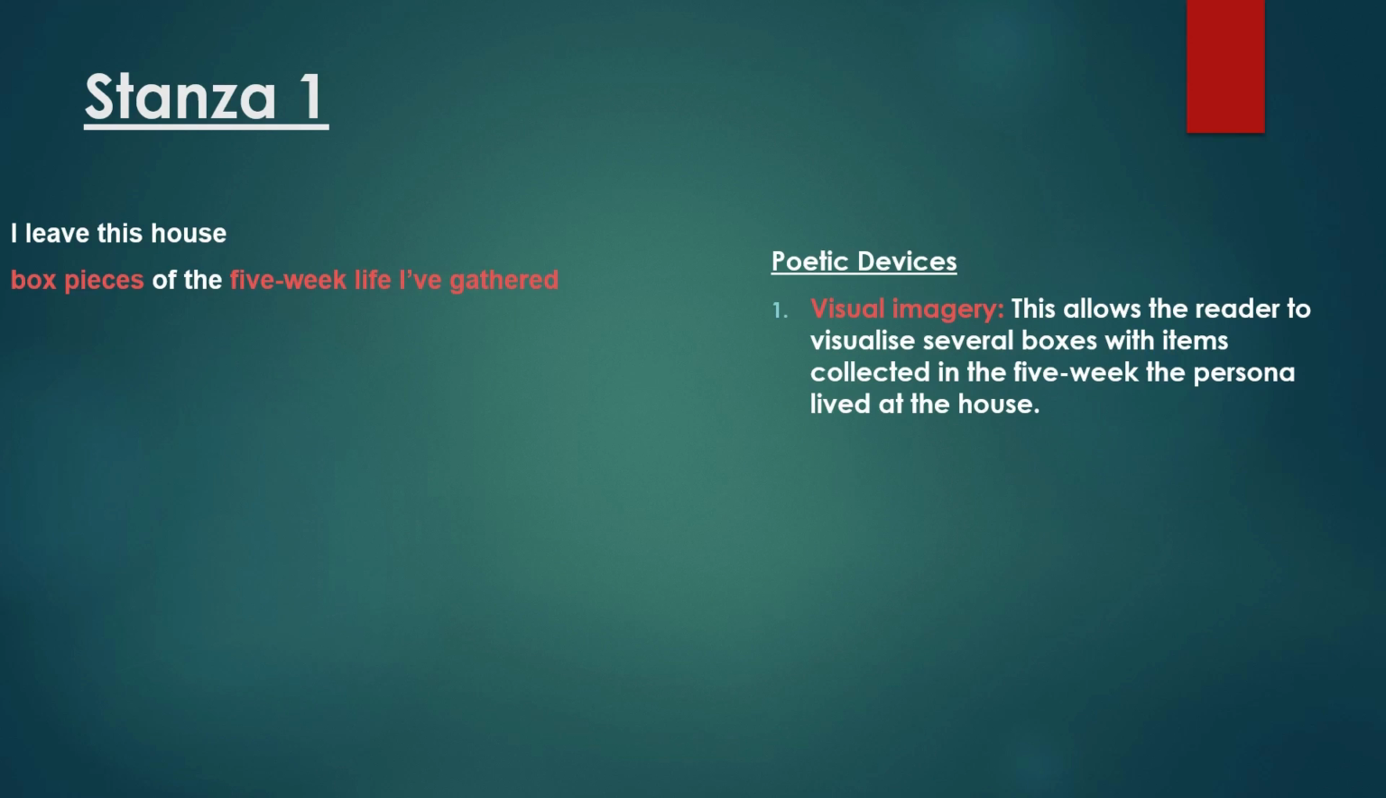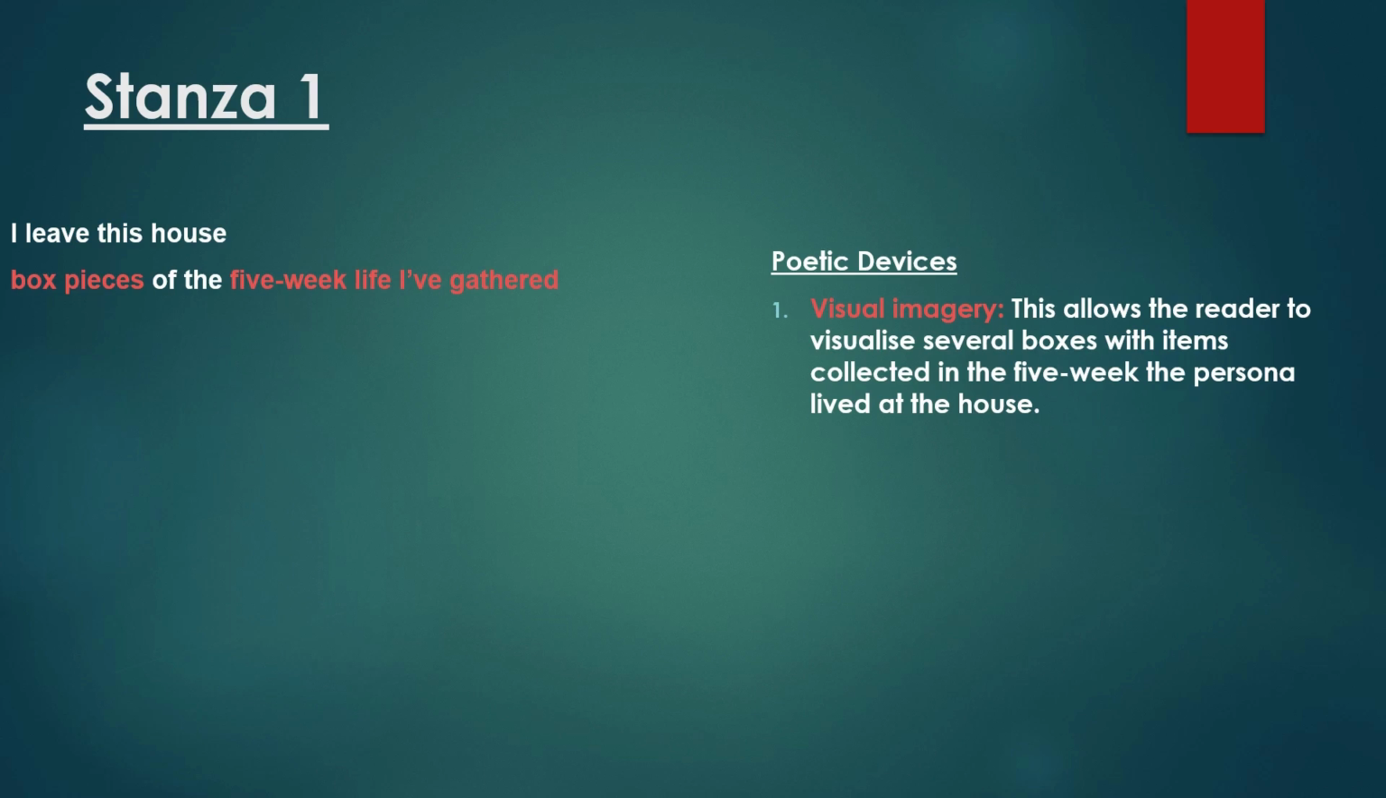In this case, the person is leaving a house and the person has placed his or her belongings in boxes, different boxes. And inside of these boxes, we will find the things that the person acquired over the 5 weeks he or she stayed at that house. Whether the things were bought or donated, the person wasn't specific to say how he or she acquired those items, but they were placed in boxes.